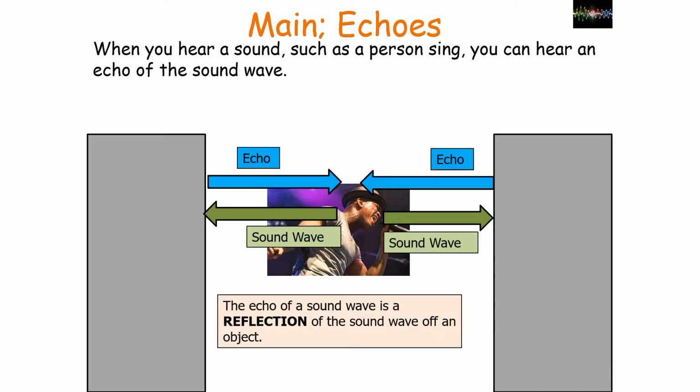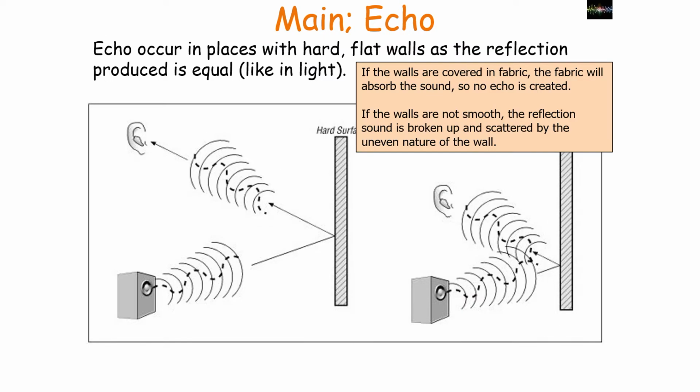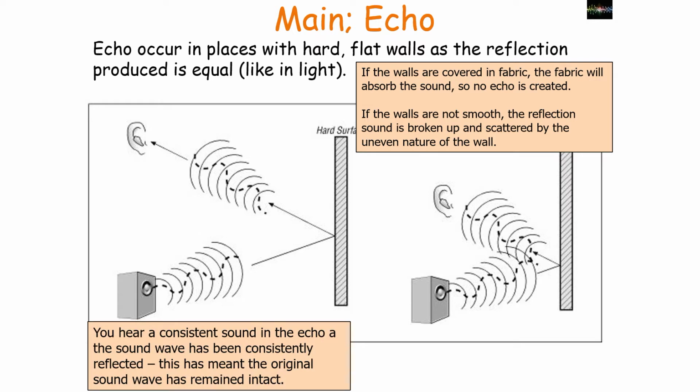When you hear a sound such as a person singing, you can hear the echo of a sound wave. The echo of a sound wave is a reflection of the sound wave off an object. Echoes can occur in places with hard flat walls as the reflection produced is even, like you can get in light with a mirror. If the walls are covered in fabric, some of the sound will be absorbed, so no echo is created, and if the walls are not smooth and flat, the reflection is broken up and scattered by the uneven nature of the wall. You can hear a consistent sound in the echo as the sound wave has consistently been reflected. This means the original sound wave has remained intact.